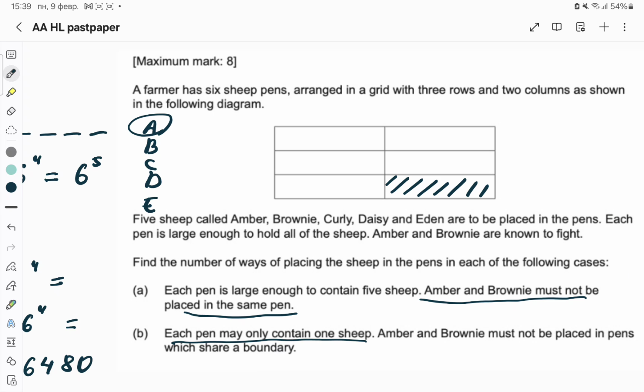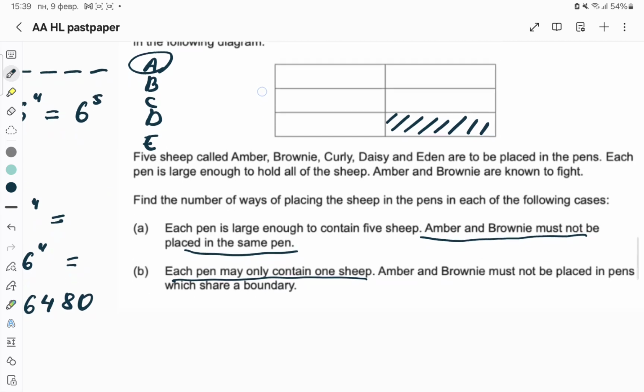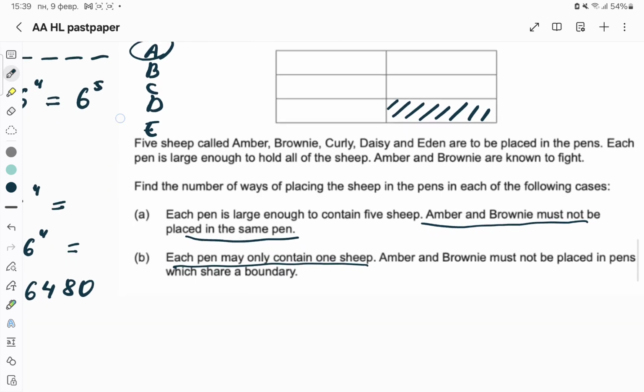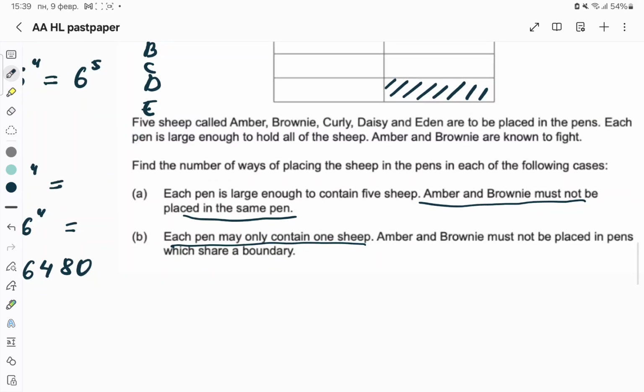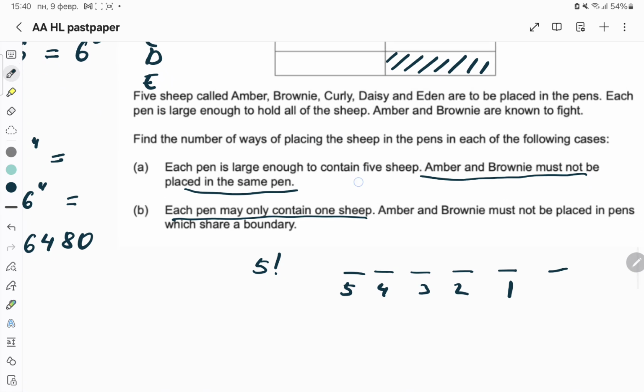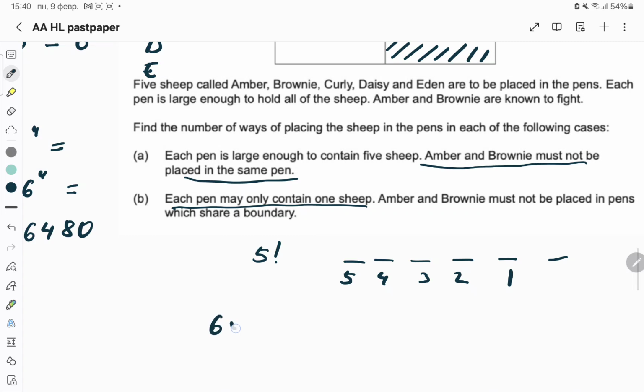So that is why the total number of ways to place these 5 sheep into these 6 pens is 5 factorial, because it is the box principle. Remember, we have 5 sheep and 6 places. 5, 4, 3, 2, 1, and 6 possible options. That is why 6 is to be multiplied by 5 factorial. Okay, it is the total number of ways.